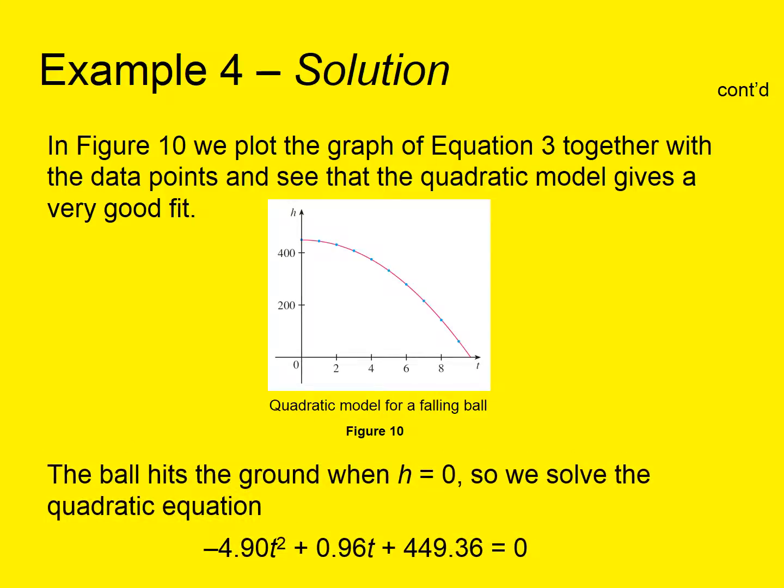The ball hits the ground when h equals 0, right? That's the height when we're on the ground, h equals 0. So we're going to set the height equal to the function. The height function is on the left. We're going to set that equal to 0, and we're going to solve for t, and that will tell us the amount of seconds t that go by until the ball hits the ground.